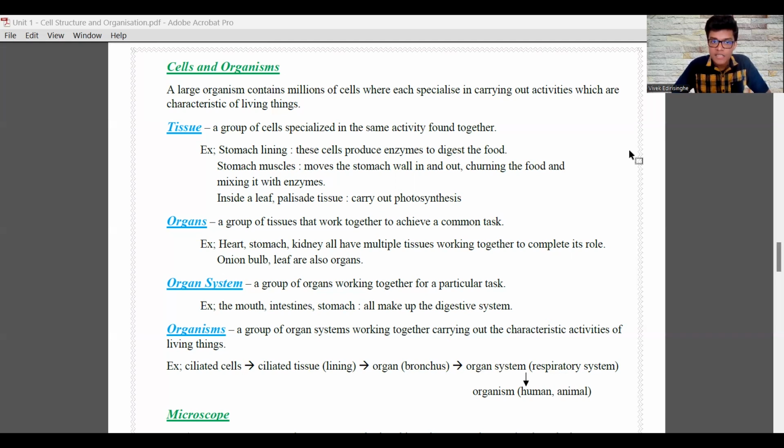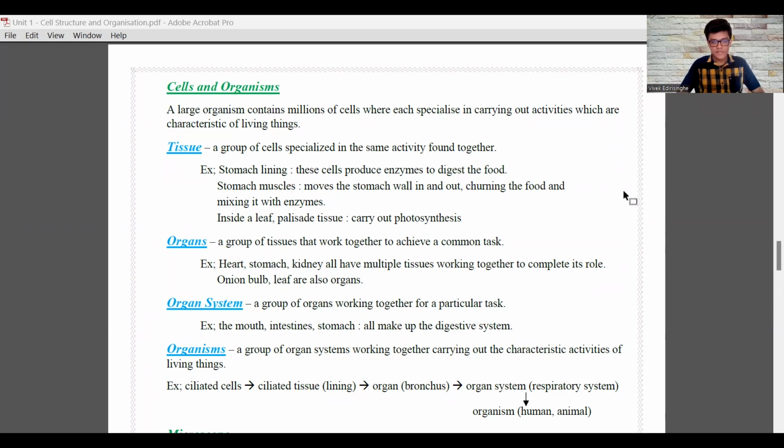Coming on to organ systems, which are groups of organs working together to perform a specific task. For instance, the mouth, intestines, and stomach all together make up the digestive system. The heart, arteries, and veins are part of the circulatory system, etc. Organisms: a group of organ systems working together, carrying out the characteristic activities of living things, forms an organism.